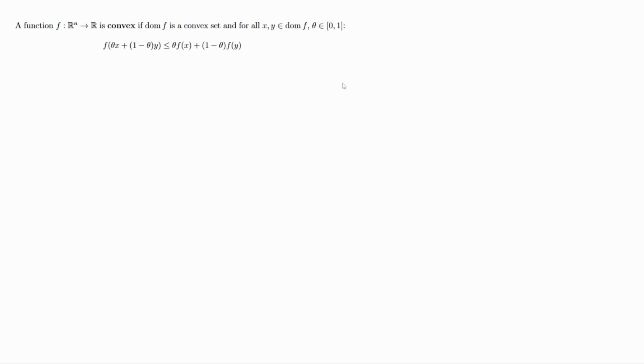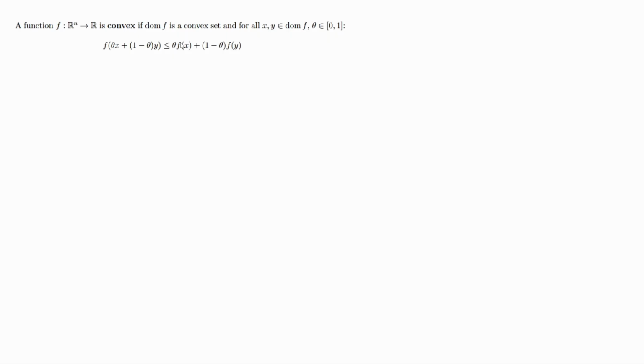Just starting with the definition, a function f from R^n to R is convex if the domain of f is a convex set, and for all x and y in the domain, for some theta between 0 and 1, we have this inequality here. So let's see what this means geometrically. The left-hand side is a combination of x and y, where x and y are in the domain. If you remember, this is a line between x and y. So the left side is just the function evaluated along the line between x and y.